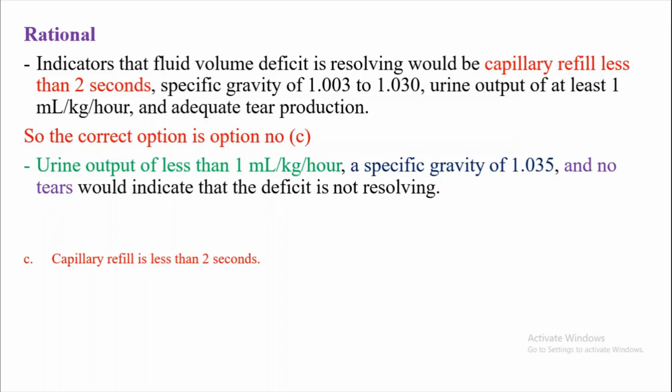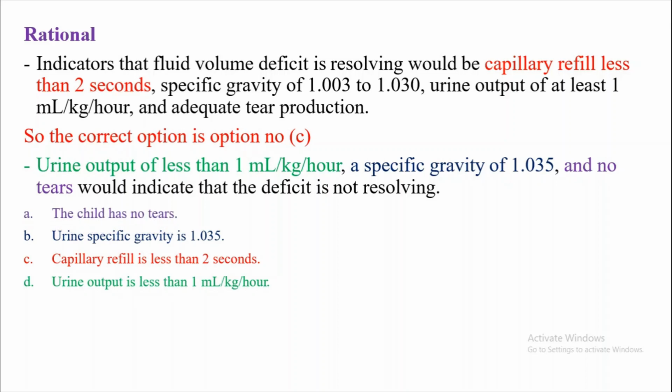Urine output of less than 1 ml per kg per hour and specific gravity of 1.035 and no tear production would indicate that the deficit is not resolving.